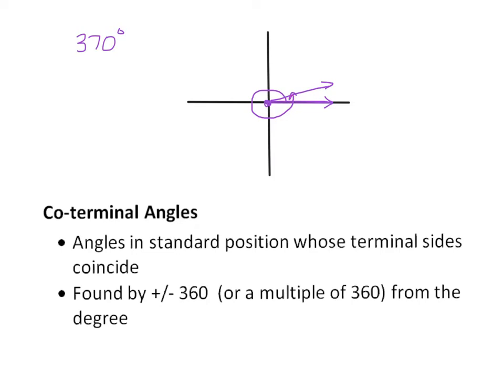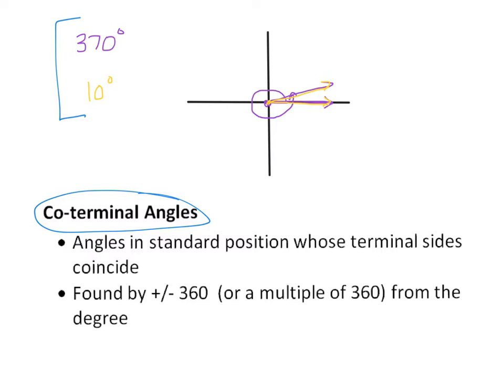So, what about if I drew a 10-degree angle on this same picture? Well, a 10-degree angle would start at the origin and have the initial side along here, and then it would go up just 10 degrees, which would be right there. Well, that means the 370-degree angle and the 10-degree angle are coterminal angles, because they are angles in standard position whose terminal sides, the end ray, coincide or are in the same location.